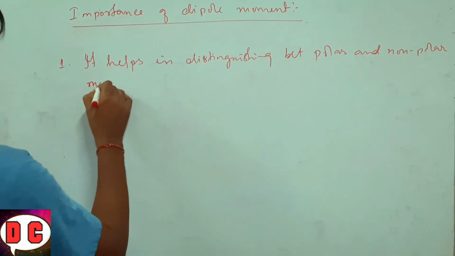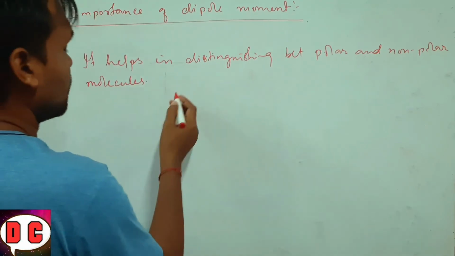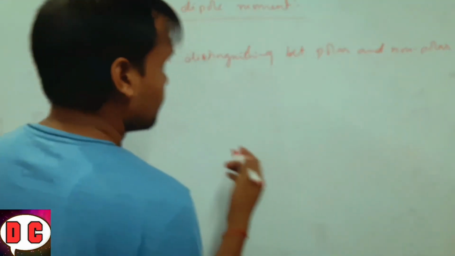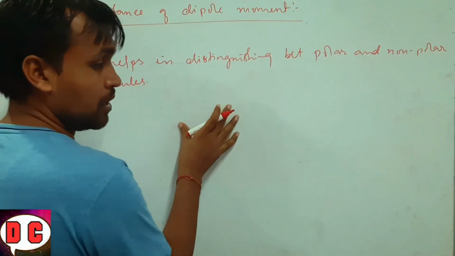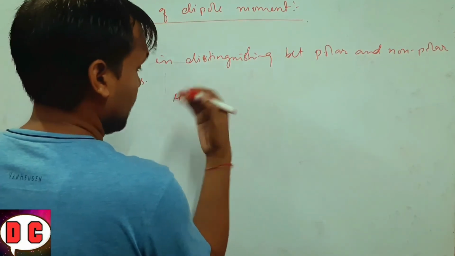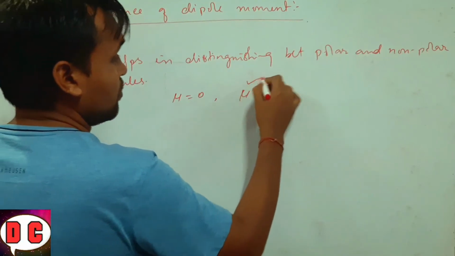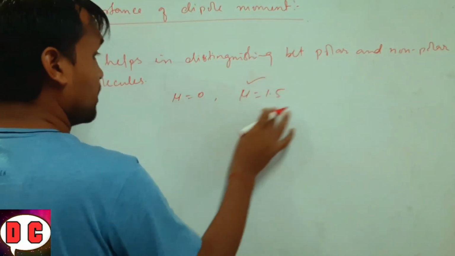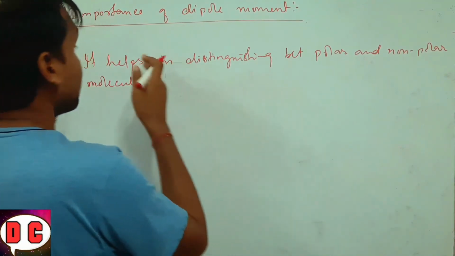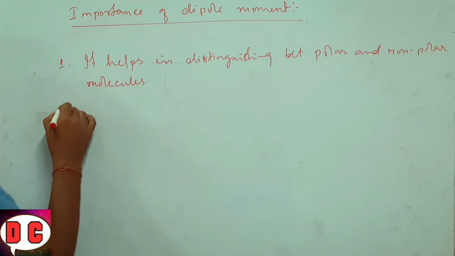Suppose two molecules are there. One molecule's polarity is mu equals 0, another's polarity is mu equals 1.5. So which one is more polar? This one is more polar. So this one will be considered as polar and this one will be considered as non-polar. So it helps us in distinguishing between polar and non-polar molecules. That is the first importance of dipole moment.